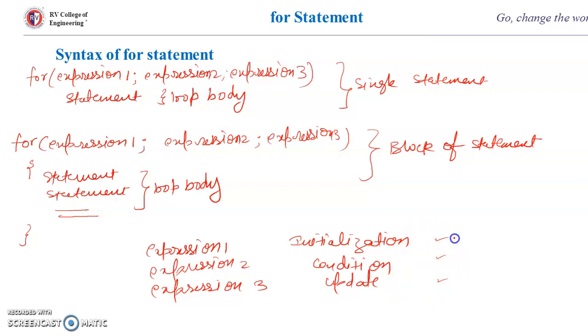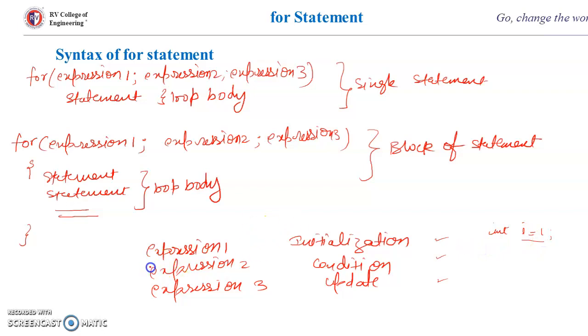Expression 1 will be executed only once when the loop starts, and it is used to initialize the loop variable. This expression is generally an assignment expression, like int i = 1. In the while loop we used to do the same in the beginning. Here, instead of writing it outside, everything is written inside one parenthesis. So expression 1 is an assignment expression, that means we assign some initial value to the variable.